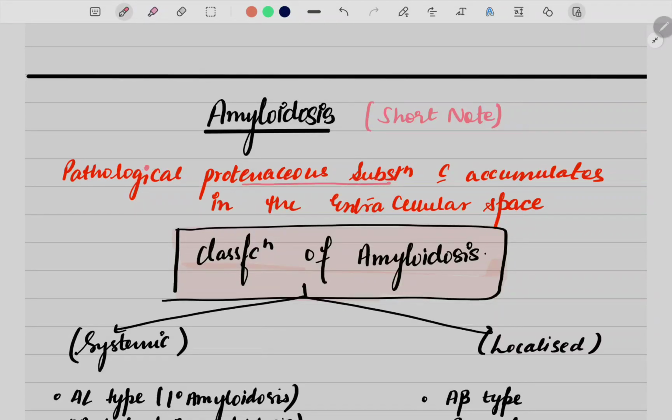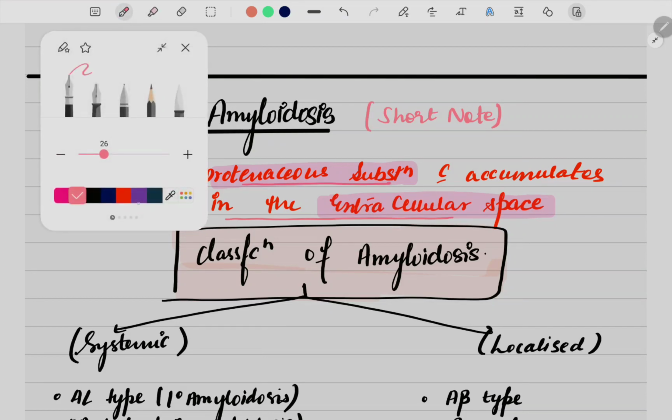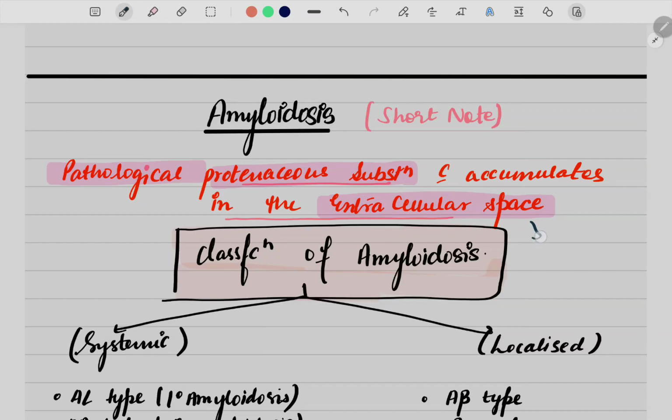Now, when we talk about amyloidosis, it is basically a pathological proteinaceous substance that accumulates in the extracellular space. To simplify the statement, just understand one thing. It's a pathological proteinaceous substance, which means a certain kind of reason is going to be behind it. It is happening because of one or the other systemic disorders, some pathology is related to it, and it is nothing but a proteinaceous substance present in the extracellular space, which means it is not going to be inside the cell structure. It is always going to be outside the cell structure, so never seen inside the cell.